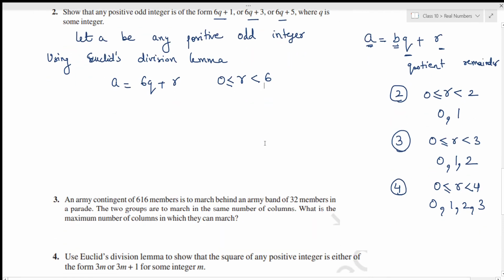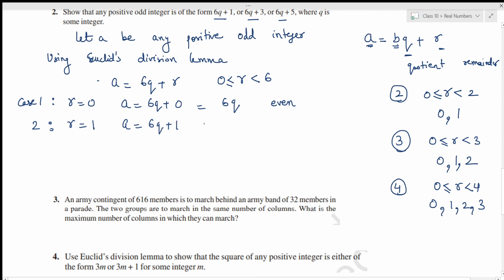So based on that, we will have separate cases. Case 1 will be when remainder is equals to 0. What will be your a? I'll put the values of remainder in this. A is equals to 6q plus 0, which is 6q. Now 6q, you know, it is even. You can say directly that it's even. Case 2, when r is 1. When r is 1, I can say a is equals to 6q plus 1. You can easily say that this is odd.